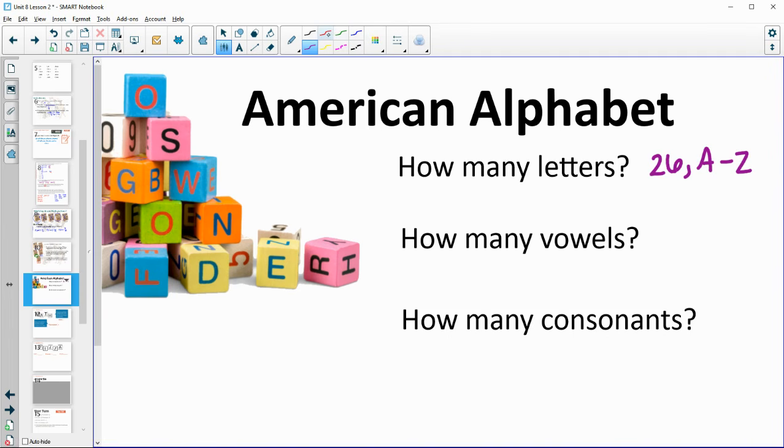How many of them are vowels? So we have 5 vowels. Remember that those vowels are A, E, I, O, and U. And then the other 21 letters are considered consonants. So if we're talking about vowels, it's these 5 specifically. Consonants, the other 21 letters. And if we're just talking about letters in general, all the letters A through Z.